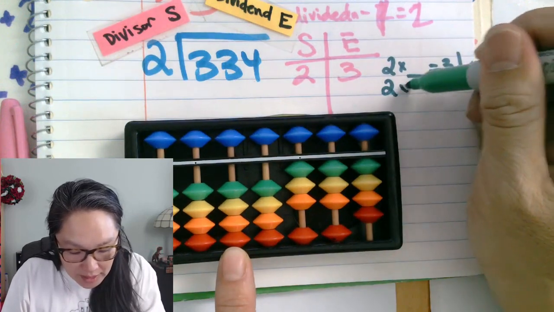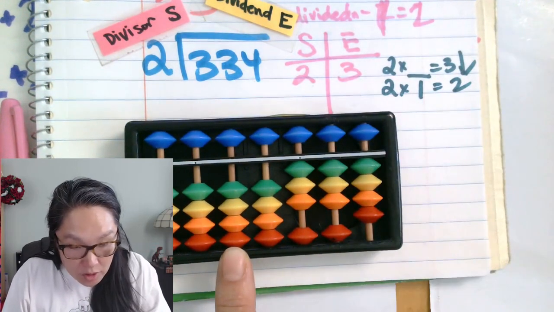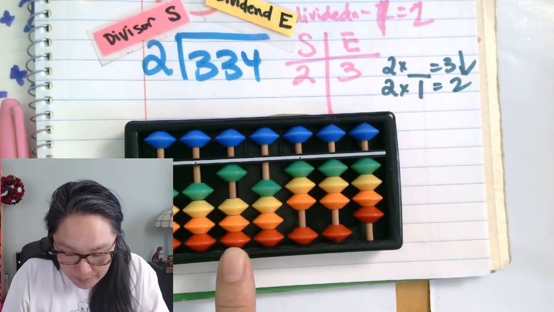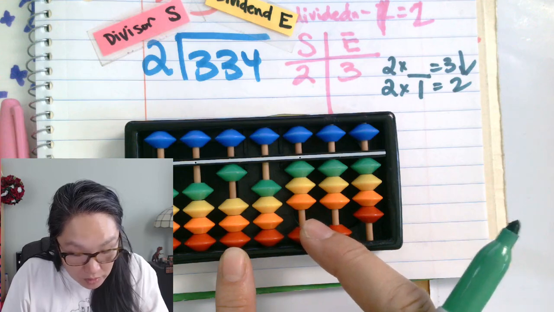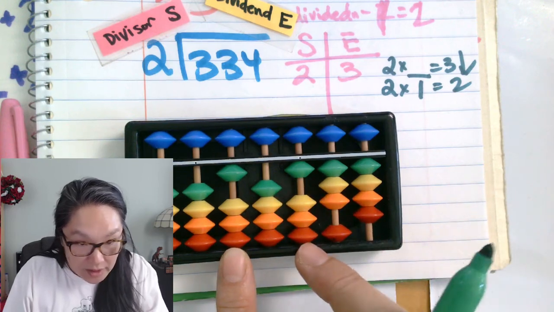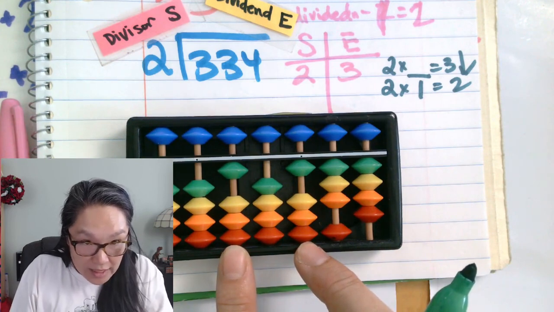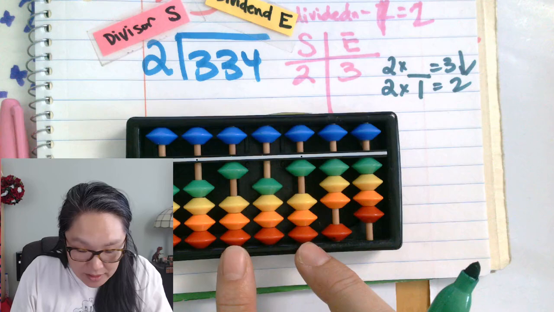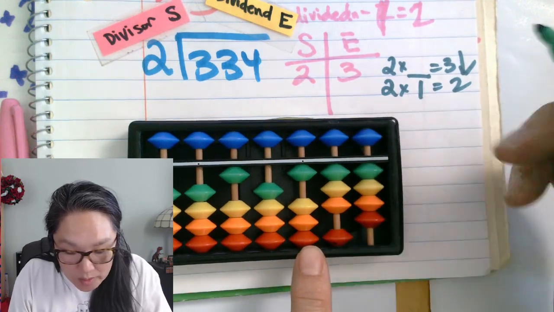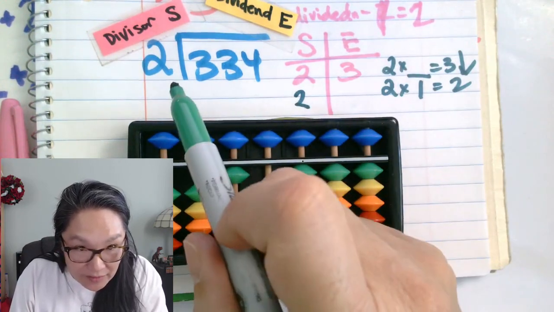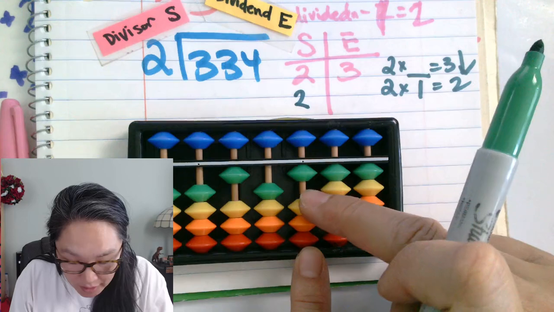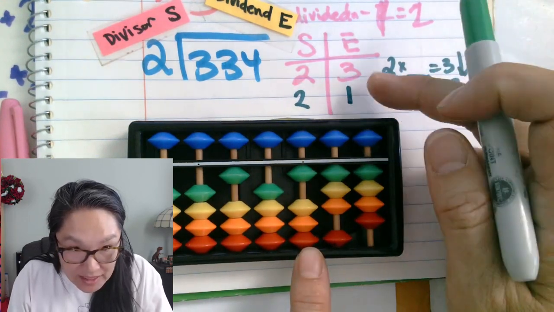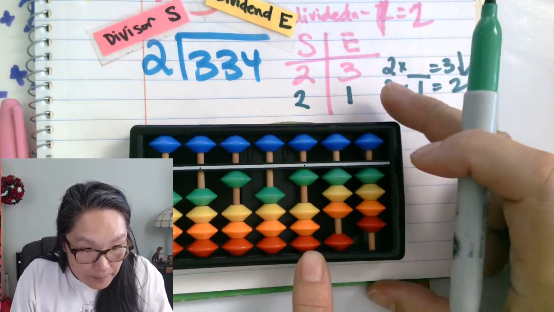2 times 1 is equal to 2. So I'm going to add 1 on my abacus. I'm going to take away 2. So now I have my dividend still. My question is, who is bigger? 2 is my dividend, my divisor. 1, I don't need to look at here anymore. I need to look here. 1 is my dividend. Who is bigger?